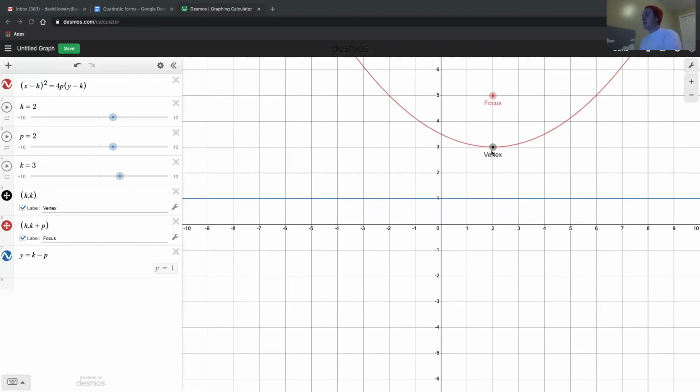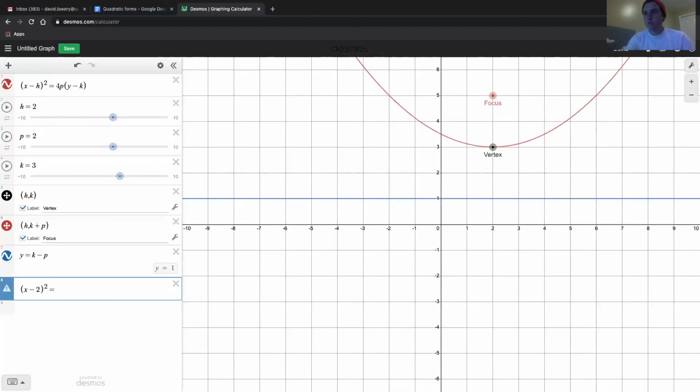Also, I wanted to point out the focal width, because that's kind of why this is called focal form, right? 4p. What is 4p in this case? 4p would be 4 times 2, right? Let's write this out. So we're going to have (x − h), so (x − 2)², equals, and then we're going to have 4p. So 4 times p in this case would be 4 times 2, or 8. And then we're going to have (y − k). So that'd be (y − 3).